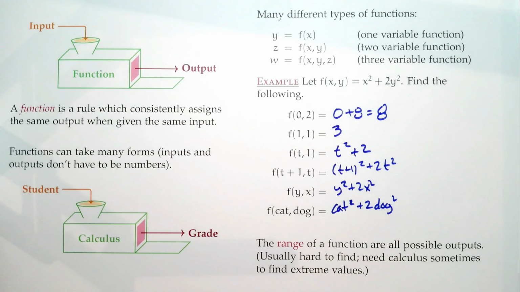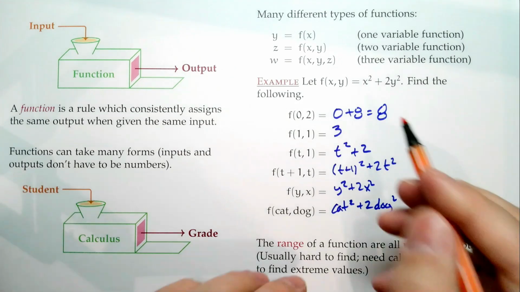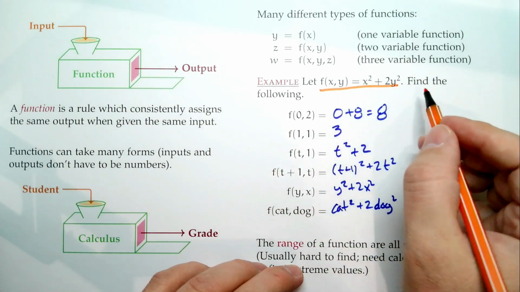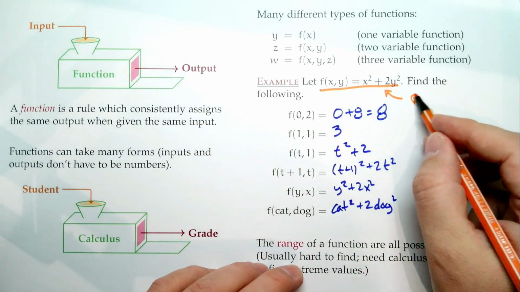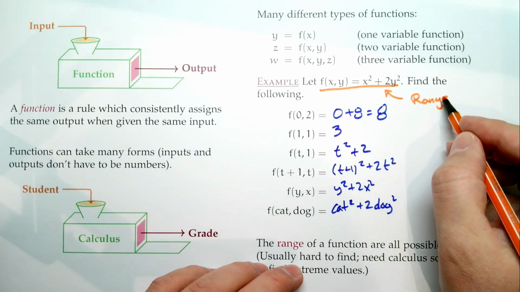The range. The range of a function are all possible outputs. Range is hard. Range is extremely hard because it's not so clear how to find that. And there's a note here that says you need calculus sometime to find extreme values. Now you might say, oh, range can't be that hard. So look at this function, and I'll ask you, what's the range? What can you get out?